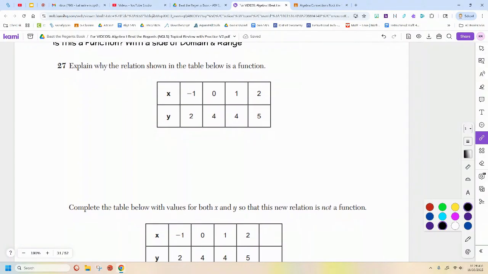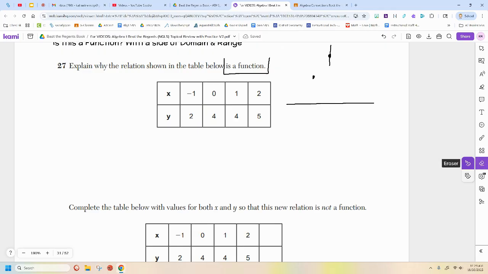Another question that's very similar to the previous one tends to go like this. It says, explain why the relation shown in the table below is a function. All right. So if we look at this, you could make a graph of it. So at -1, we go up 2. At 0, we go up 4. So actually, I want more of this part of the graph, less of that. There we go. At 1, we're up at 4.